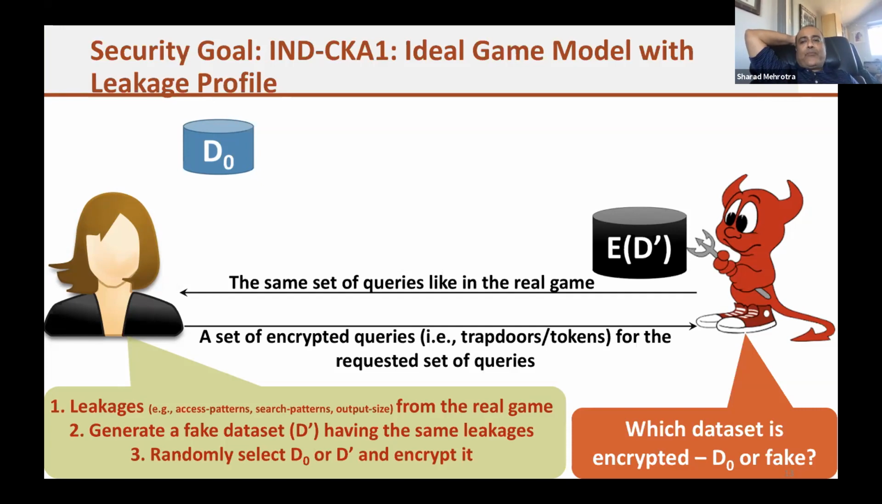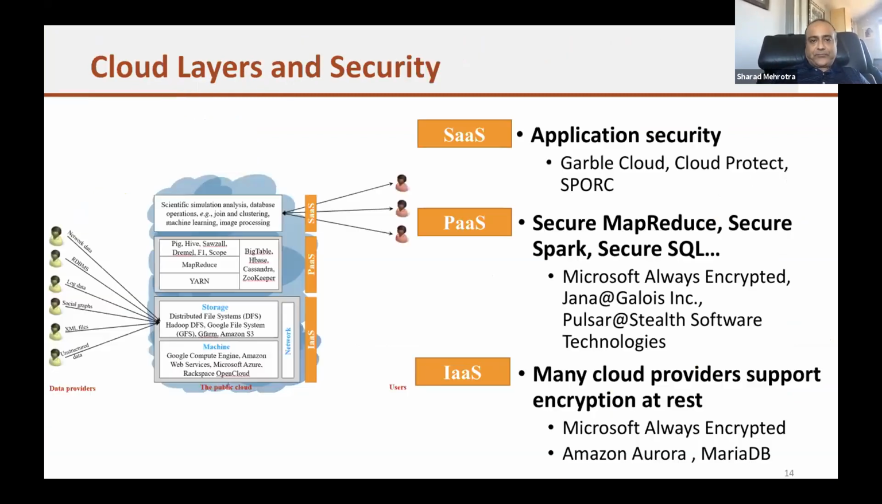Now, if we can prove that the adversary cannot guess whether the data D dash is D0 or simulated data with any probability much more than half, then the technique is secure. The technique is indistinguishable. This mechanism of proof is used very often to prove the security of an encryption technique in the context of query processing. Okay, so moving on.